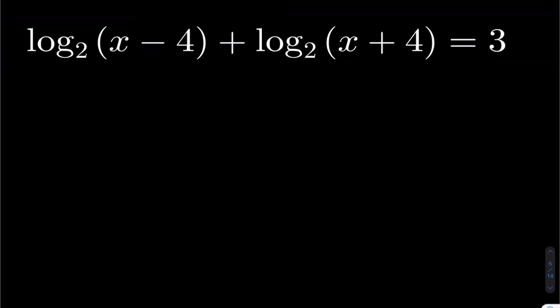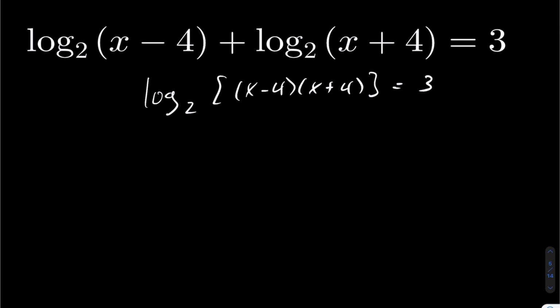So in the next example here, we're adding two logarithms. Again, same base of 2. We want to go ahead and put this together, change this to multiplication. This becomes log base 2 of x minus 4 times x plus 4 equals 3. Going to exponential, we get the following. All right, let's evaluate this and solve for x.